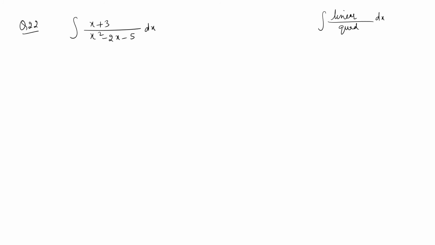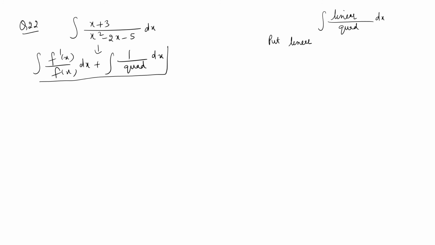So what do we do? We split the numerator as linear. Remember, this is going to split in the form of f dash x upon f x plus 1 upon quadratic. Just look and you will observe this. And I will get this breaking by this substitution: put linear is equal to lambda times d dx of denominator plus mu.